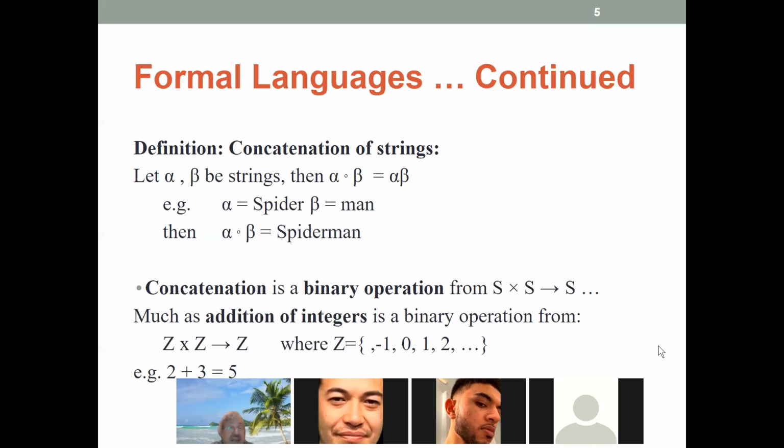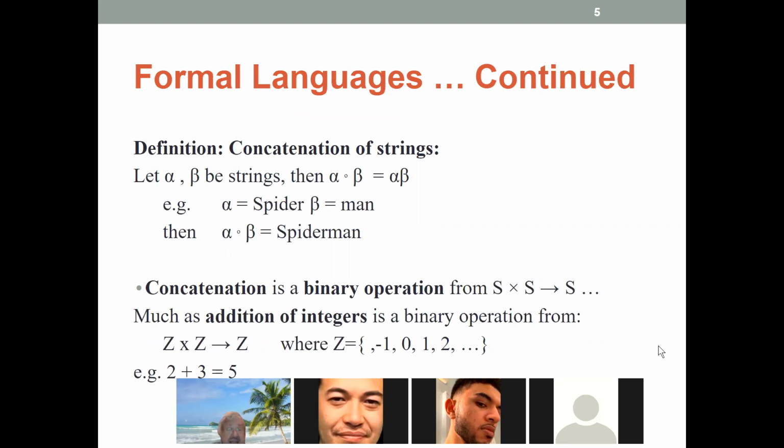So the string alpha concatenated with the string beta is the string alpha beta. It's a good thing we don't have a blackboard, but I'll be writing, many of you already know the software that one uses. But alpha circle beta is the new string alpha beta, okay? So if alpha is the string spider and beta is the string man, then the concatenation of alpha with beta, which we would read in the future as alpha circle beta, is the string Spider-Man. So take the space away and squash them together.